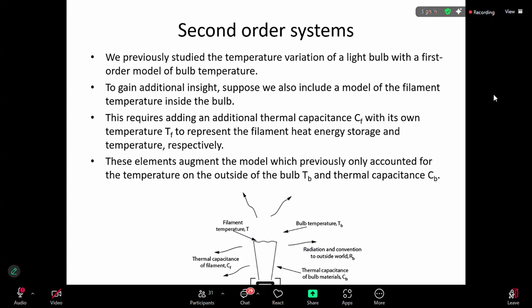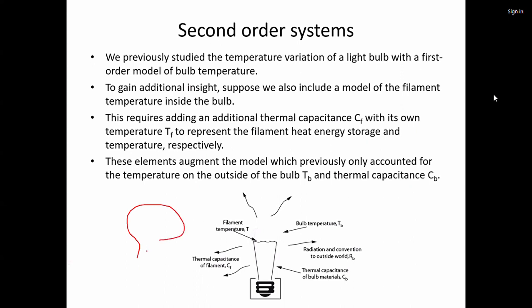Okay. So previously what we studied is that we had an electric bulb. Okay. And we said that the bulb is at some temperature TB and ambient is temperature TA. And the bulb is basically at some capacitance CV. And then we treated this as a first order system and said that if you switch on the bulb, how quickly it will reach the steady state. Okay.